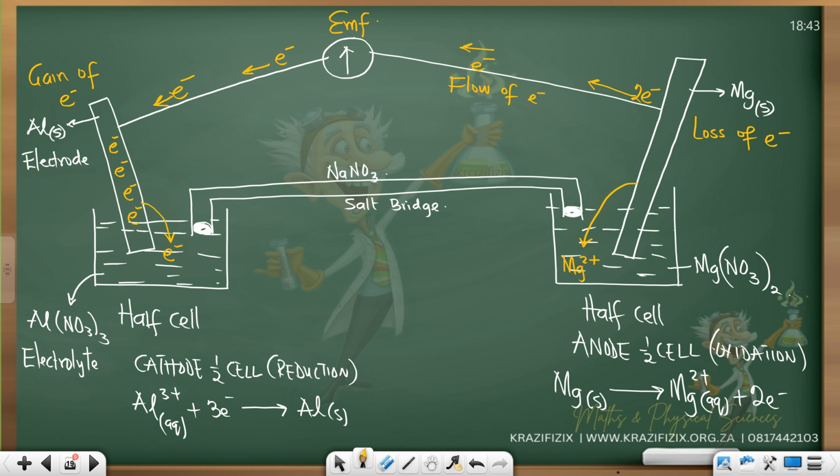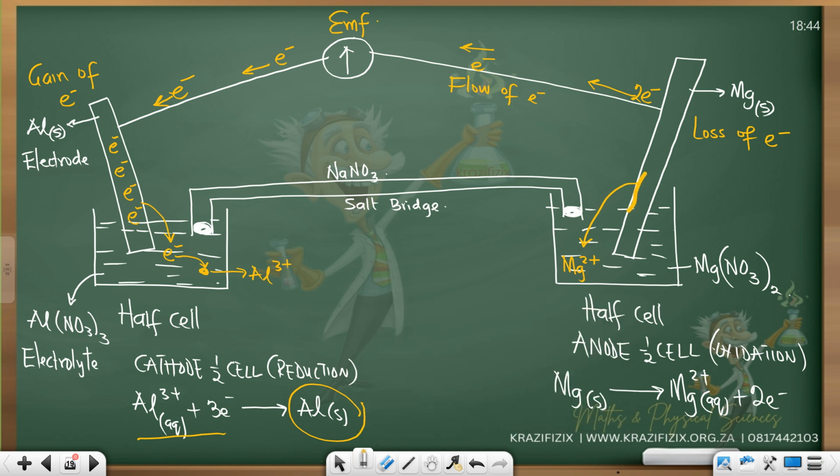Wait, what do we have in the solution? Aluminium nitrate, right? But aluminium nitrate simply means I have Al3+. Right. So what's going to happen? This Al3+ will be receiving these electrons. And what are we going to be forming? Aluminium solid. There's a lot of electrons coming in, so that's why we balance. So for 6 of these, I'll get 2 of that. Okay, that's the balancing part. But right now, we're just looking at the process.